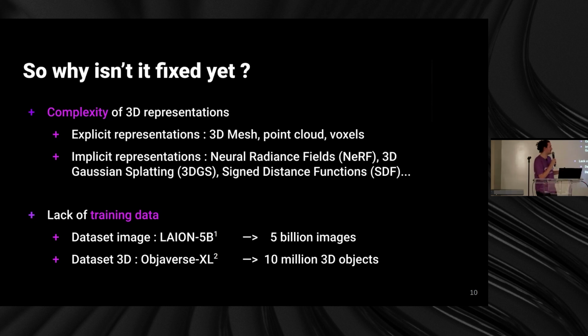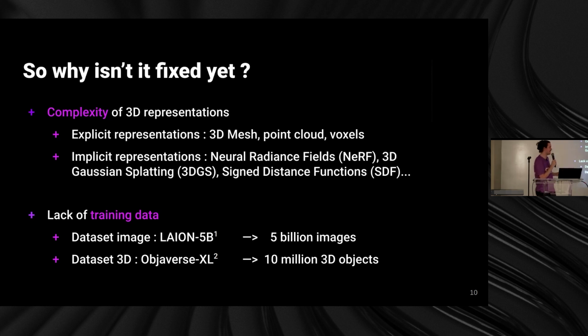There are two main ways of doing it: explicit representations, an actual 3D model like a 3D mesh or point cloud, or implicit representations, which are more complex. For example, you might have heard of neural radiance fields or 3D Gaussian splatting. These are ways of representing 3D objects, but the number of parameters is way higher than for representing an image. And that means the training of the generative models is much more complex.